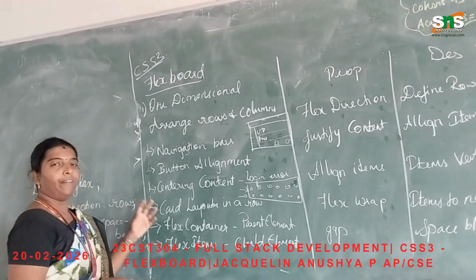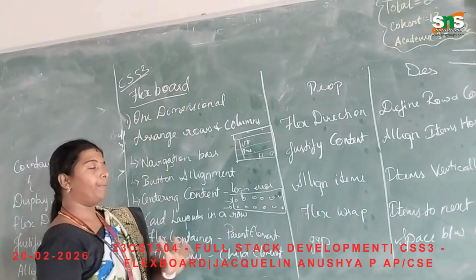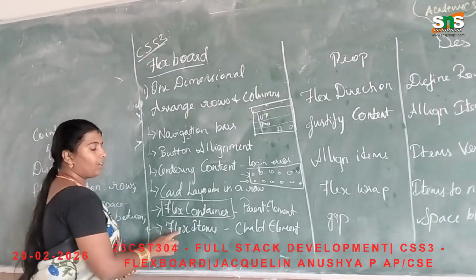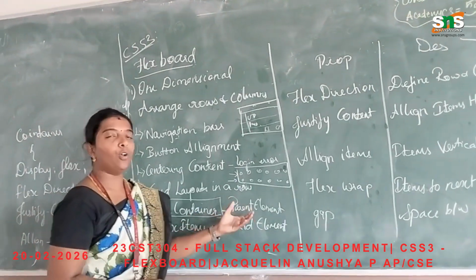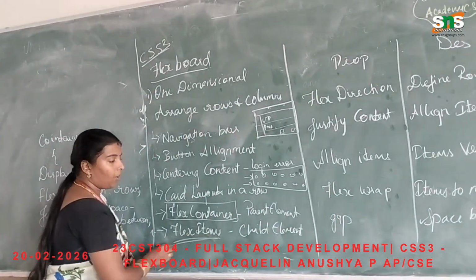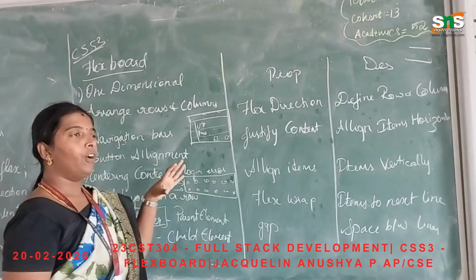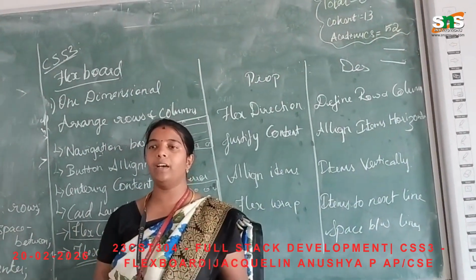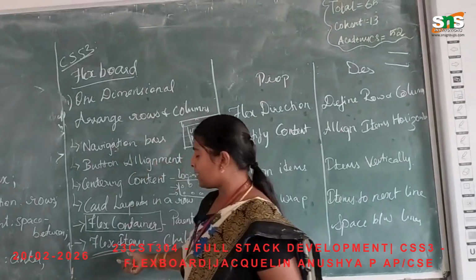So by using navigation, button alignment, centered content and card layouts, we have two main important properties which describe Flexbox. The first one is the flex container, the second one is the flex items. The flex container denotes the parent element, whereas the flex items denote the child element. For example, I am taking a class for 68 students, so the 68 students are the flex items.